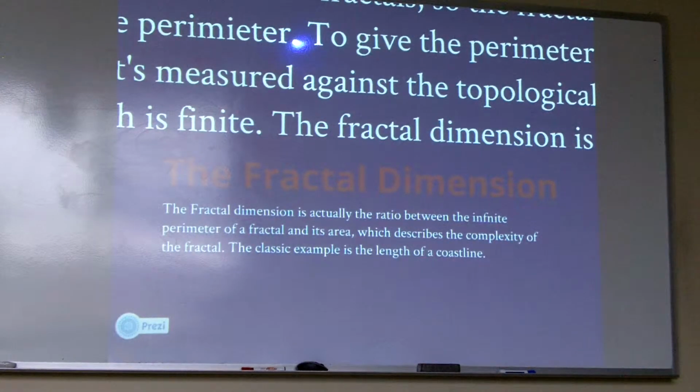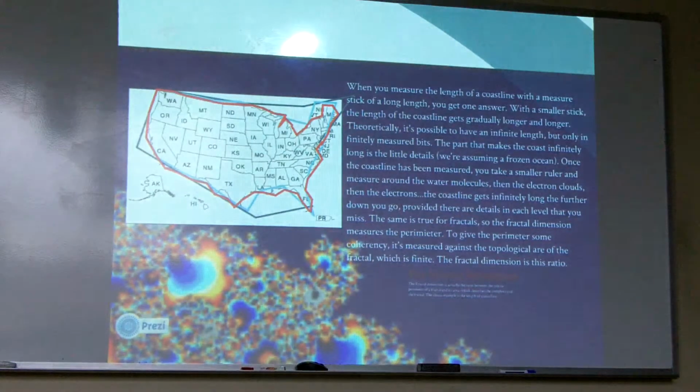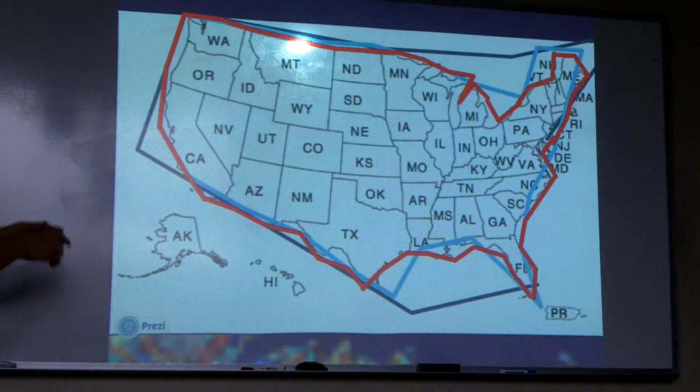So I'm going to start with the example that is most commonly used to explain this, the length of the coastline. So there's a map of the continental U.S. and the non-continental U.S. Let's look at it. With the dark blue measure, we use one length rule, and we get a measurement. And then we use the light blue one, and we get a larger measurement because it's a smaller stick, and the red one's even smaller, so the coastline becomes longer and longer.